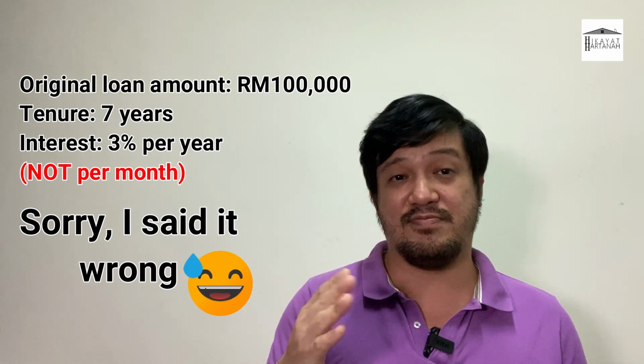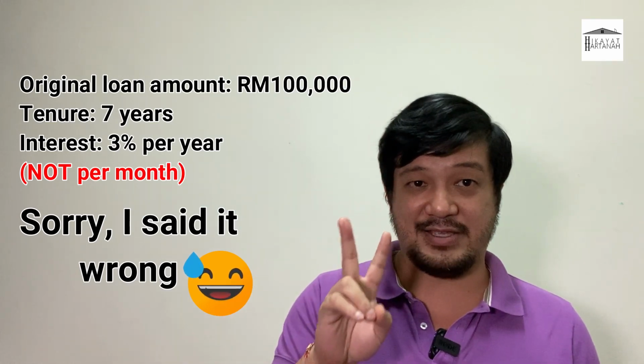Assuming today you are taking 100,000 worth of hire purchase or car loan at 7 years tenure with a 3% interest per annum. So how much do you need to pay in installments? Remember, an installment has two parts, which are the interest and the principal. So we shall count how much the interest is first. How do you calculate the interest?